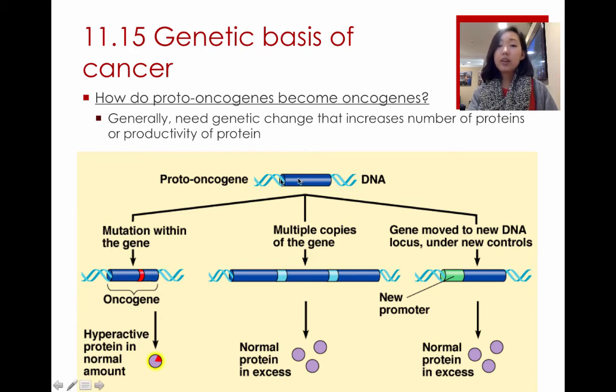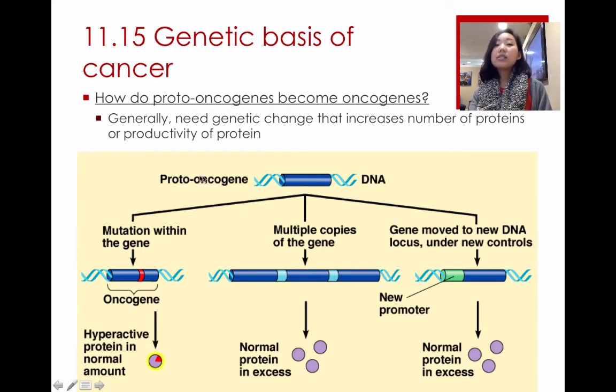Another mutation that can occur in the proto-oncogene is that genes get replicated, and so you end up producing multiple copies of that protein when you are only supposed to be producing one. And so it kind of doubles or even triples the rate, depending on how many copies there are of the protein. And so now you have an excess of protein.